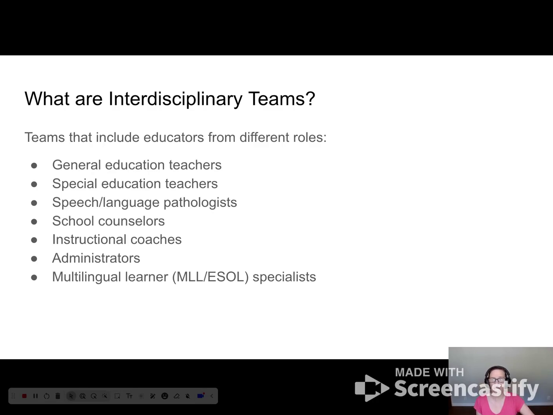So, looking at the different pieces of the interdisciplinary team, and finding the people that you need for your specific interventions.